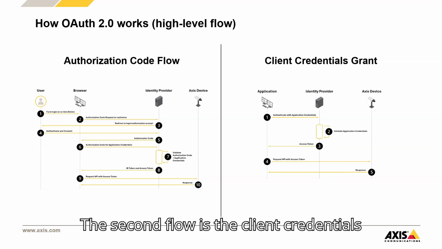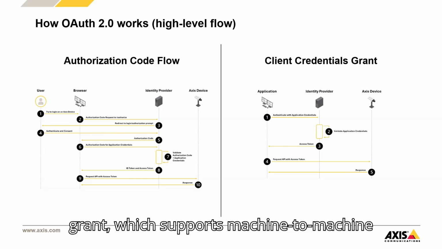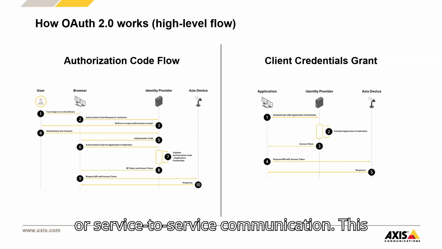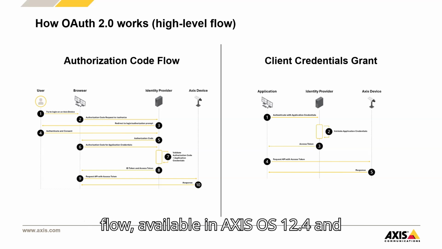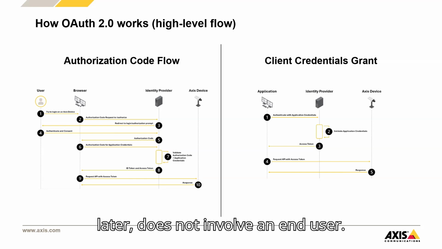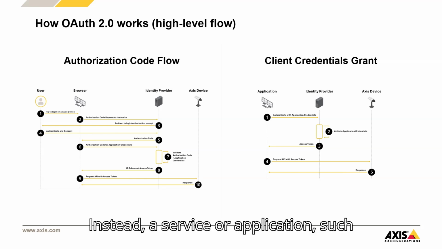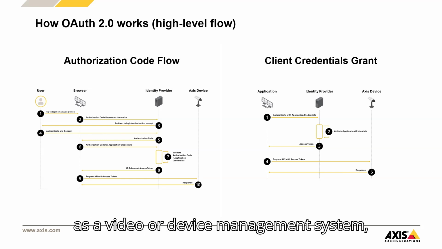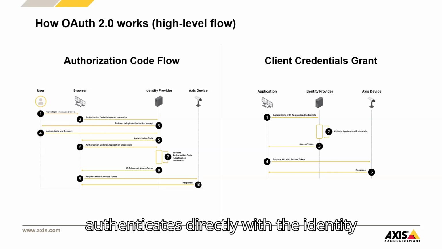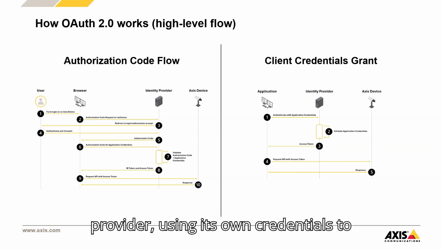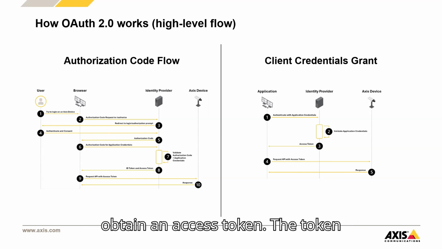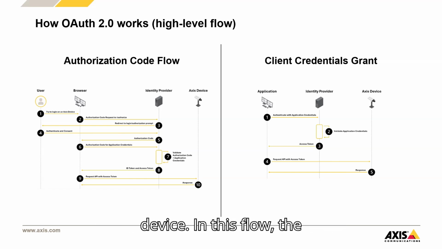The second flow is the client credentials grant, which supports machine-to-machine or service-to-service communication. This flow, available in AccessOS 12.4 and later, does not involve an end user. Instead, a service or application, such as a video or device management system, authenticates directly with the identity provider, using its own credentials to obtain an access token. The token can then be used to access the access device.